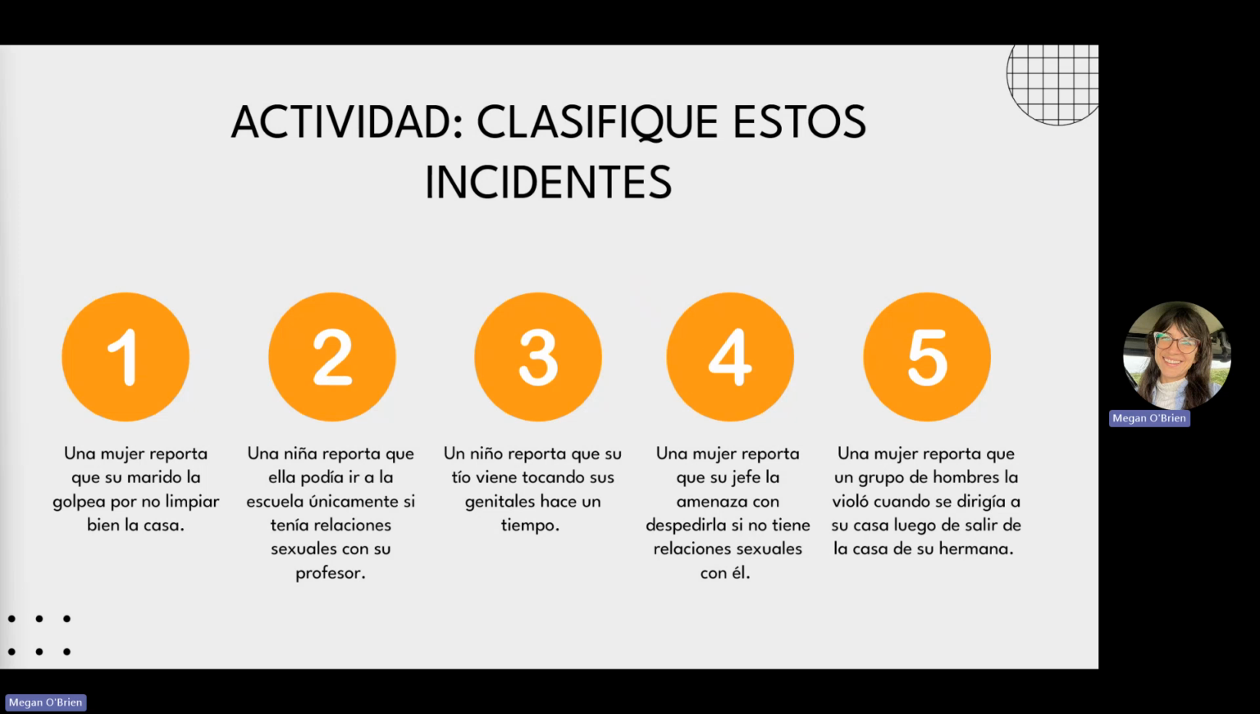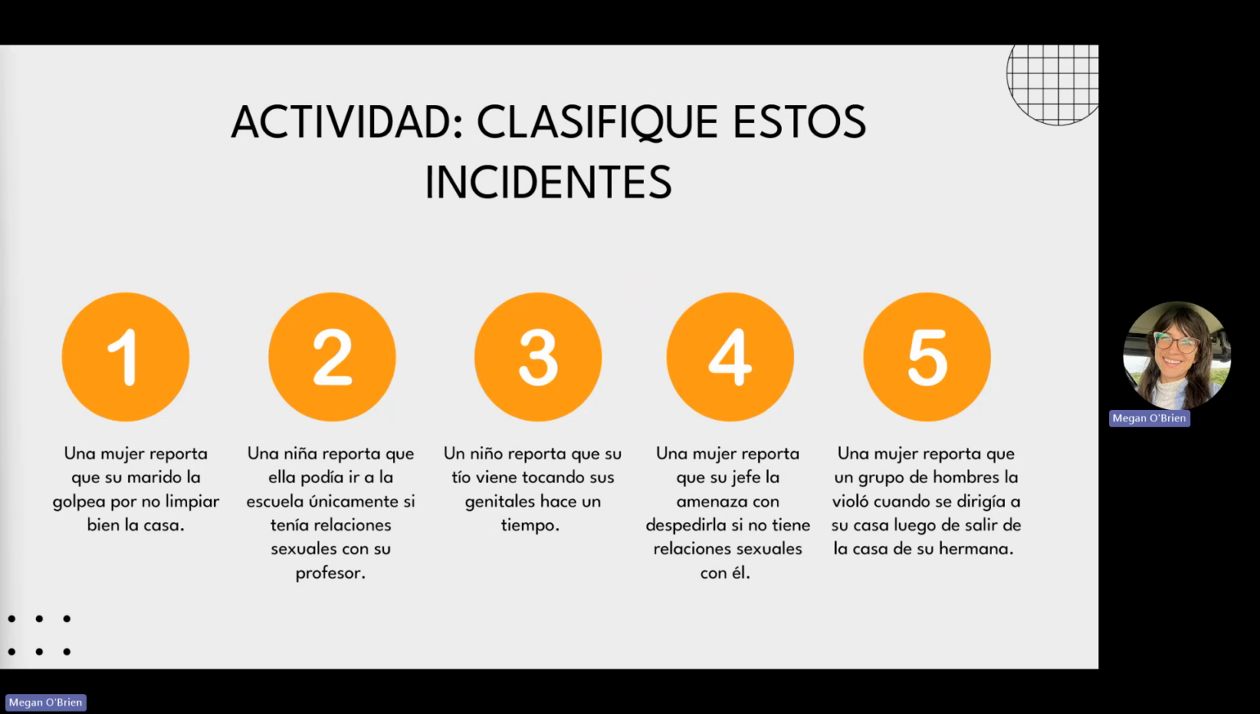So a woman reports being beaten by her husband for not cleaning the house property. This is not involving penetration or unwanted sexual contact. The third question, does this involve physical assault? Yes. So we would mark this as physical assault. Is that what you wrote?